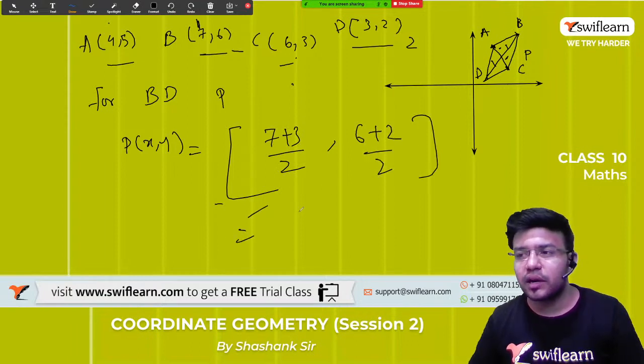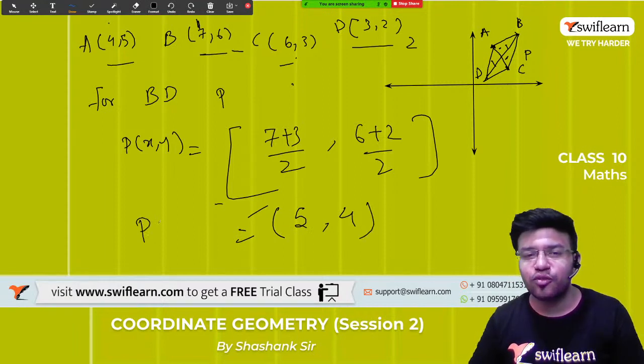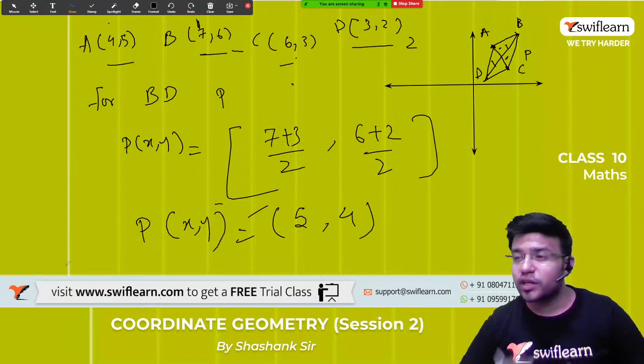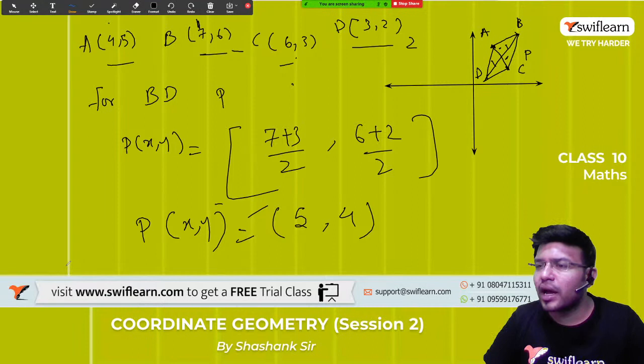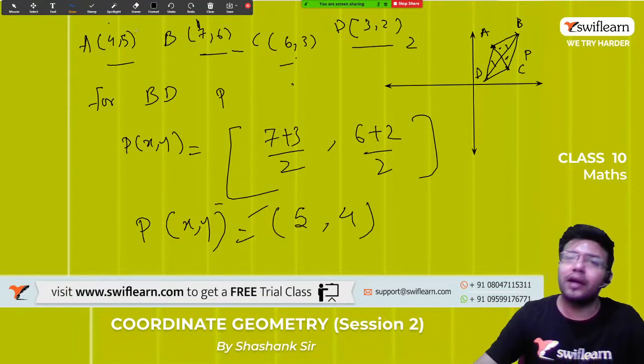7 plus 3 is 10, 10 by 2 is 5, 6 plus 2 is 8, 8 by 2 is 4. So the coordinates of point P is how much? Coordinates of point P is 5, 4. पहले भी 5, 4 आया, अभी भी 5, 4 आया. Both the coordinates are matching. So definitely this is a quadrilateral.